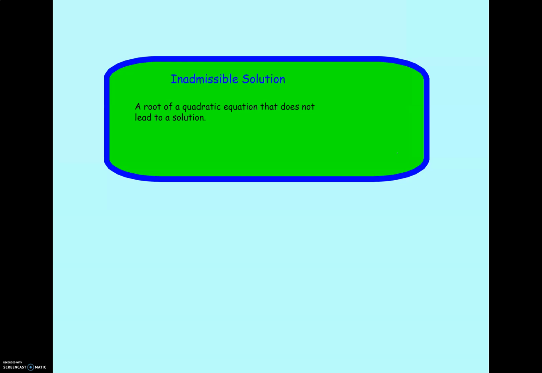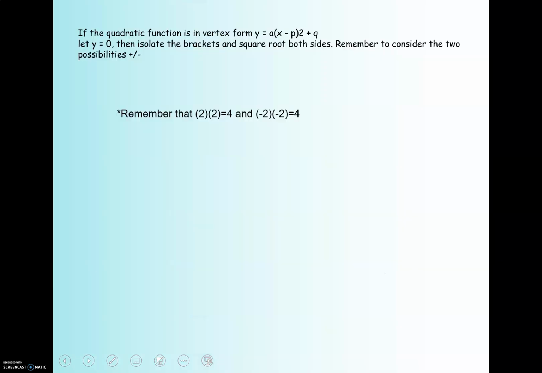An inadmissible solution is a root of a quadratic equation that does not lead to a solution, and that's going to happen when we don't have an x-intercept. If the quadratic function is in vertex form, we let y equal 0, isolate the brackets, and then square root both sides. Remember to consider the two possibilities, the positive and the negative. For example, remember that 2 times 2 is 4, but also negative 2 times negative 2 is 4.